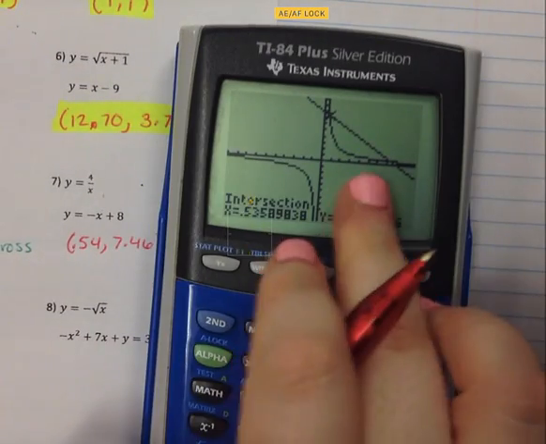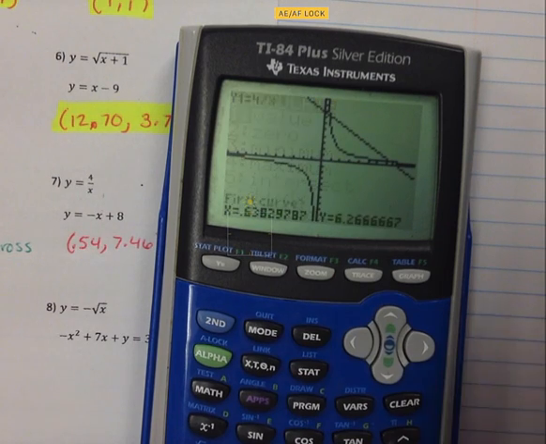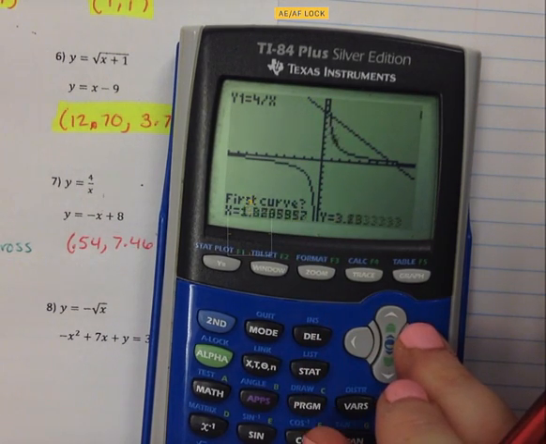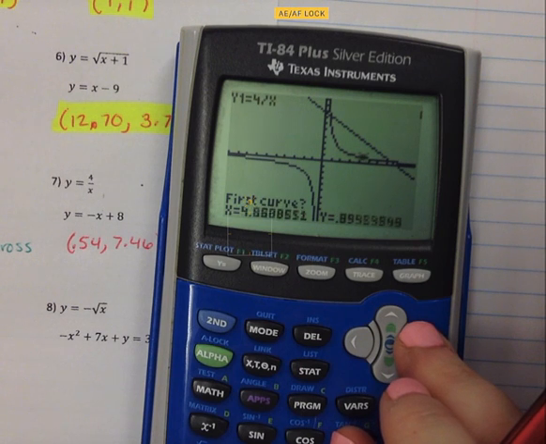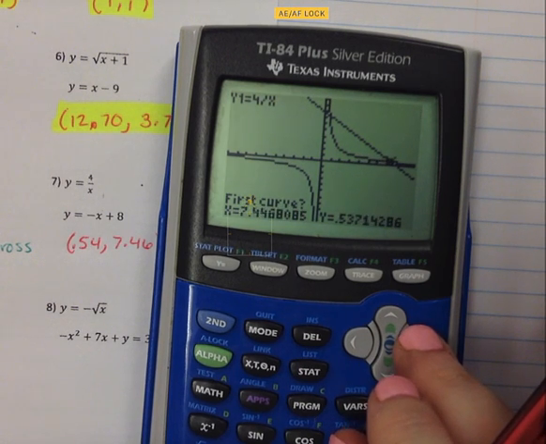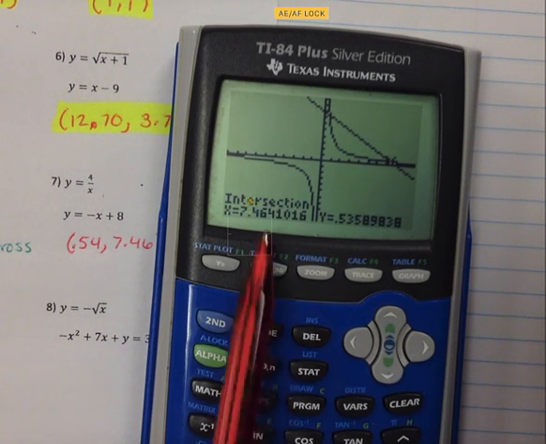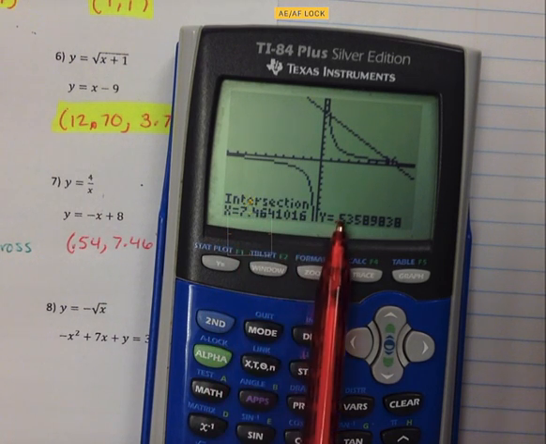But there is a second one, so I'm going to go back to second trace 5. My cursor is still in this area that I was originally, so I'm going to keep pressing right to get to this other intersection. Once I'm there, I can press enter 3 times. Enter, enter, enter. I'm at 7 and 46 hundredths and then 54 hundredths.